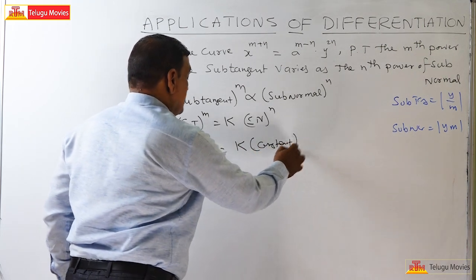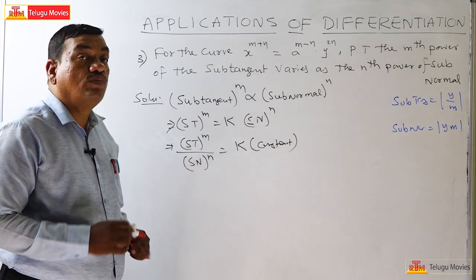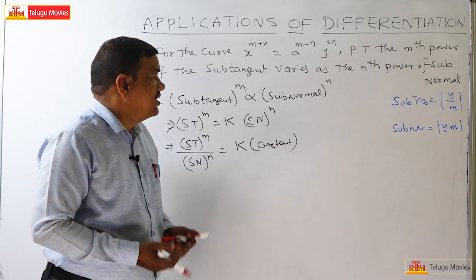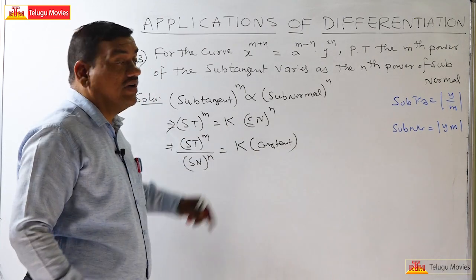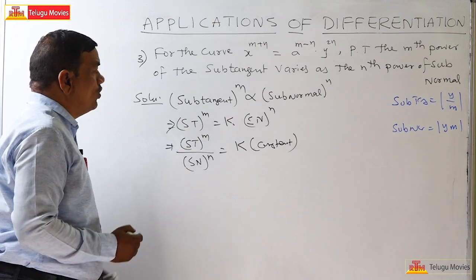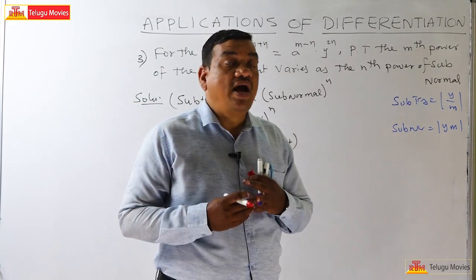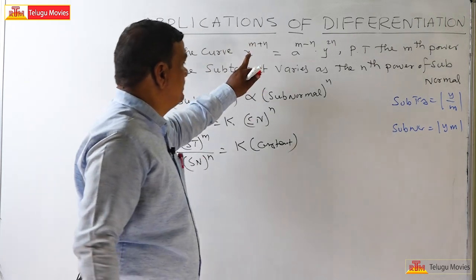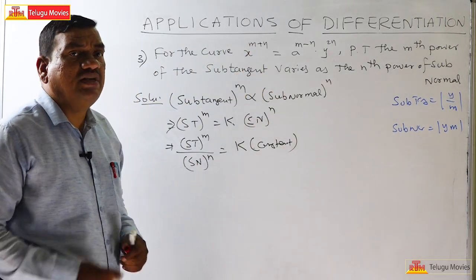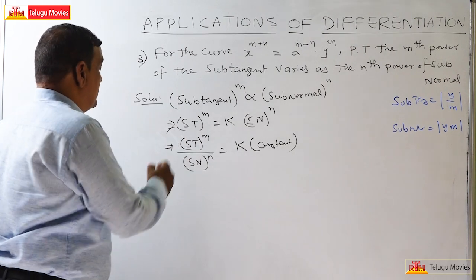Okay, now let us see that. Subtangent^m by subnormal^n is equal to some constant, and the problem is over. Here k is a non-zero constant. Now, to find the subtangent and subnormal, we want the y value and the m value. So let us find dy/dx. Here m means the slope of the tangent.